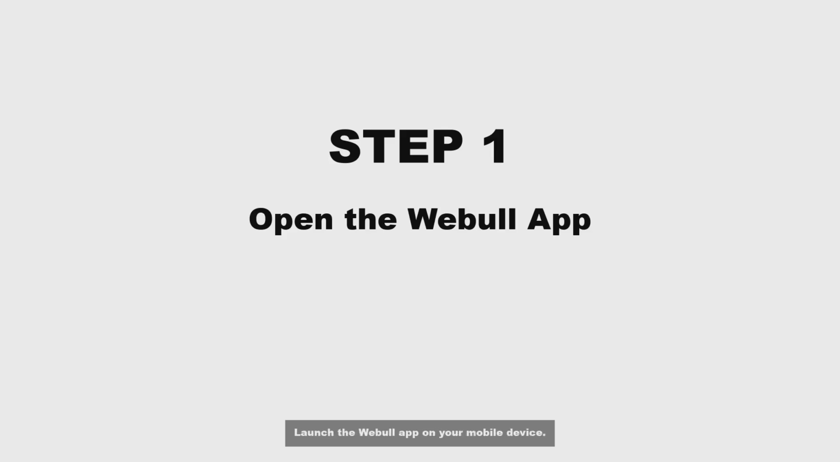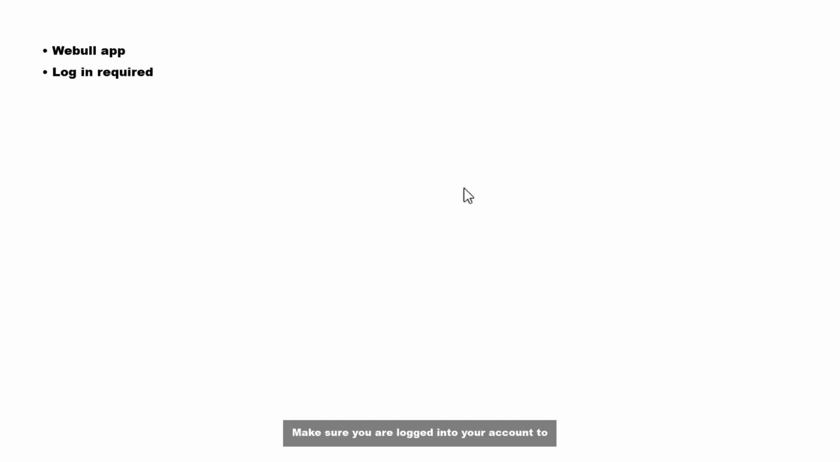I hit this issue today, and here is the quick fix that solved it. If you're looking to check your transaction history on Webull, follow these simple steps. Step 1. Open the Webull app. Launch the Webull app on your mobile device. Make sure you are logged into your account to access your transaction history.